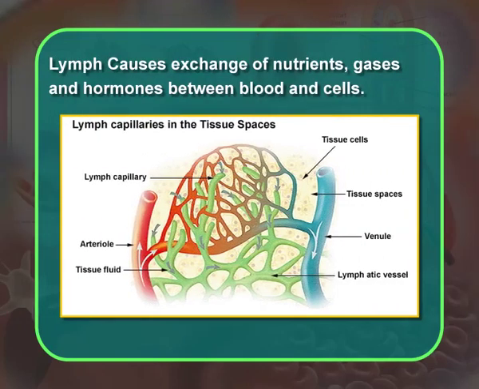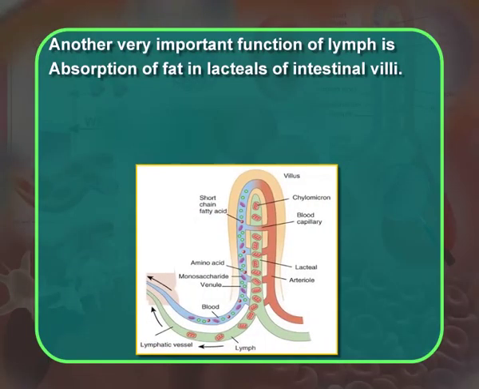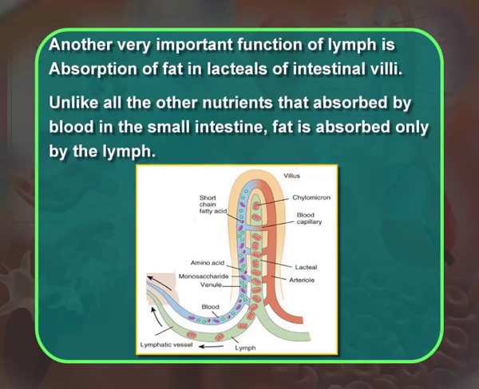Lymph causes exchange of nutrients, gases and hormones between blood and cells. It also contains lymphocytes, about which we have already discussed. Another very important function of lymph is absorption of fat in lacteals of intestinal villi. Unlike all the other nutrients that are absorbed by blood in the small intestine, fat is absorbed only by the lymph. With this, we have come to the end of today's topic.